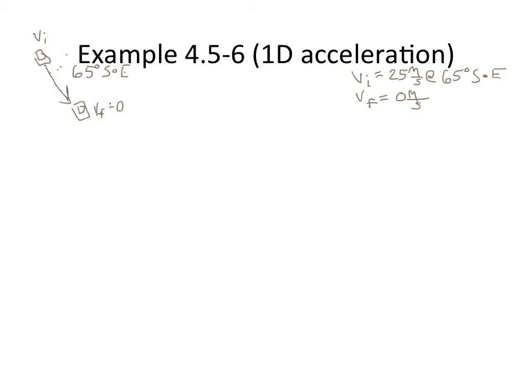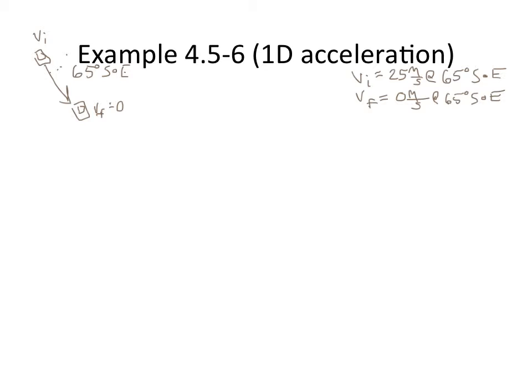But it's not turning. The car is still pointing in the same direction. So even though it doesn't really have any magnitude, we'll give it a direction anyway, just for the sake of argument: 65 degrees south of east. It's still not moving in that direction, but it hasn't turned. So that's the point right here. Now what part A is asking us is to find the car's change in velocity.